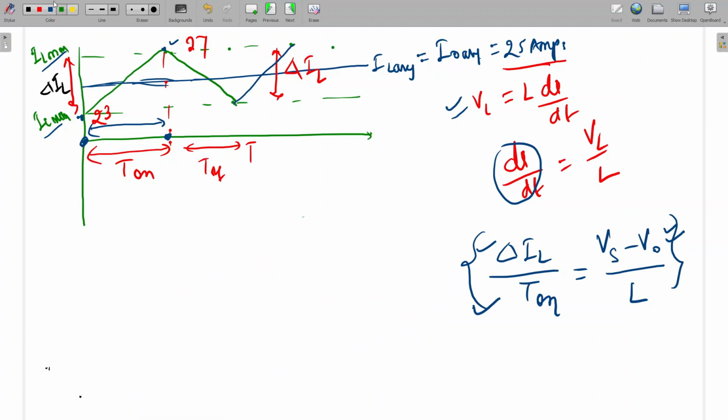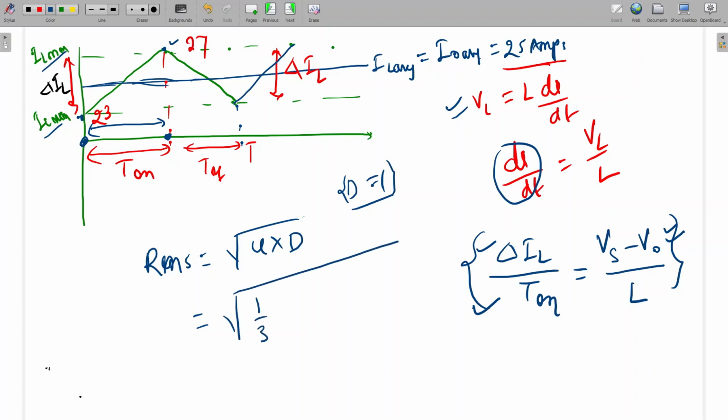See, what formula have I told? RMS is equal to under root of the value squared term into D. So here, see, this is the big triangle from here to here. What will be the duty for this big triangle? The duty will be 1, because it is available for the total time period. So what will be the value? It will be 1 by 3 into 23 square plus 27 square plus 23 into 27, with the duty being 1. So what will be the RMS value of this inductor current? Can anyone tell?